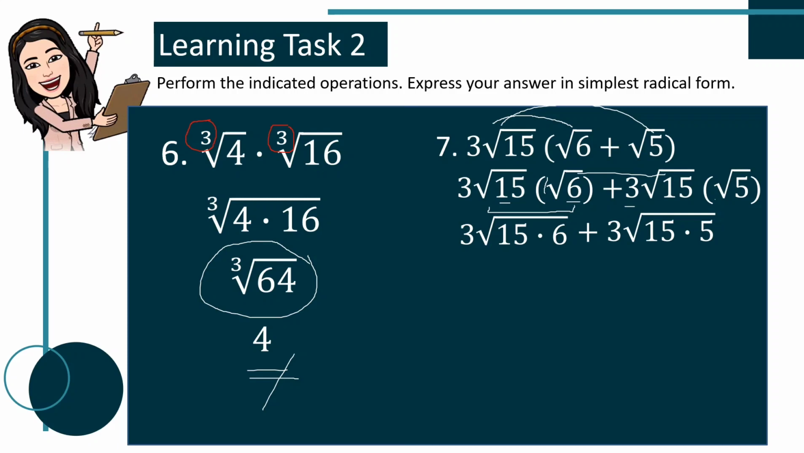What is 15 times 6? That is equal to 90. Plus 3 times, saan galing sa 75? That is 15 times 5. Ang 15 times 5 is equal to 75. Maliwanag? Now, hindi pa po yan ang final answer.